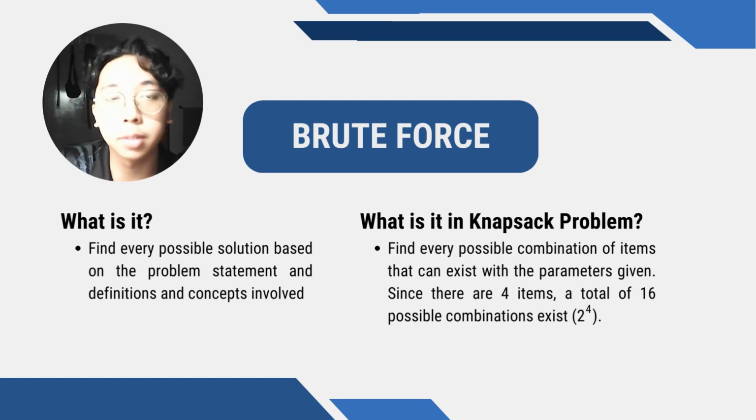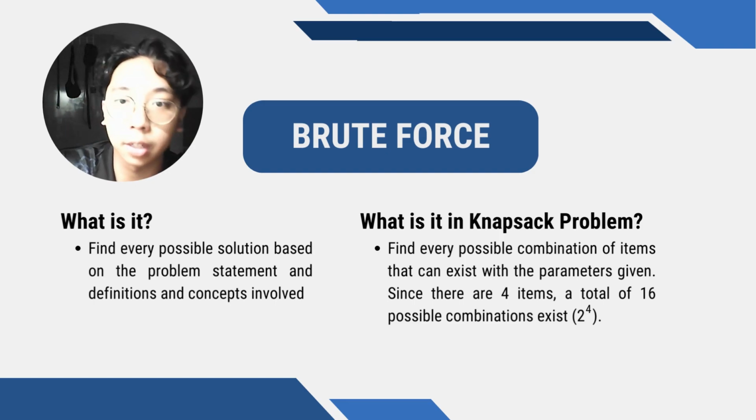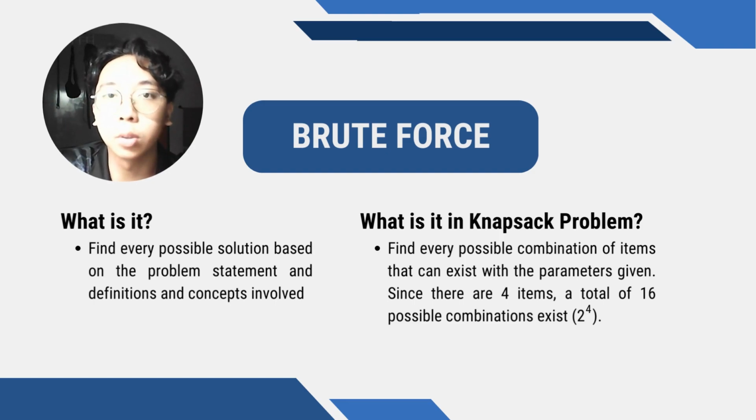So in this case, in our knapsack 0-1 problem, we have to find every possible combination of items that can exist with the parameters given. The parameter being 8 kilograms is the maximum amount of weight that our knapsack can carry. And since there are 4 items, the total number of combinations that can exist is 2 to the power 4, or in other words, 16 possible combinations.